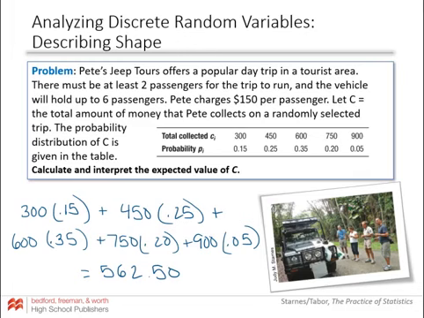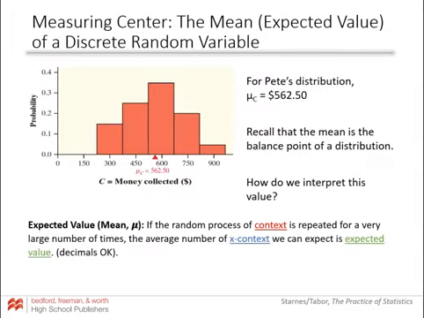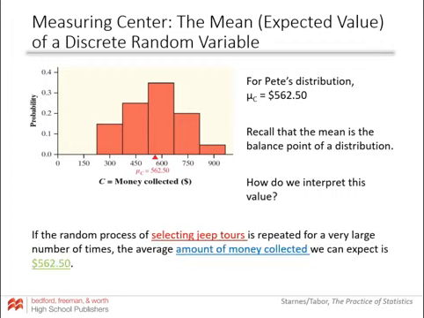When we're interpreting them, like everything else, there's a sentence that we use. If the random process of whatever we're talking about in the problem is repeated, the average number of whatever the random variable is equal to, we can expect is whatever your expected value is. So for Pete, if the random process of selecting Jeep Tours is repeated a large number of times, the average amount of money collected, because that's what C is equal to, we can expect is 562.50.